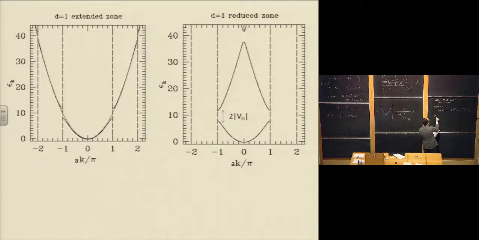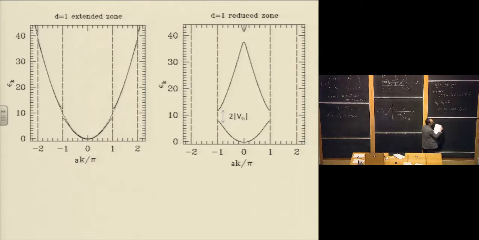And the reason I've chosen this particular simple cosine potential is because it has nice Fourier modes. V sub 2 pi over A equals V sub minus 2 pi over A equals V twiddle, and all other V sub G are equal to 0. So it only has two Fourier modes which are non-zero, and they're both given by V twiddle.